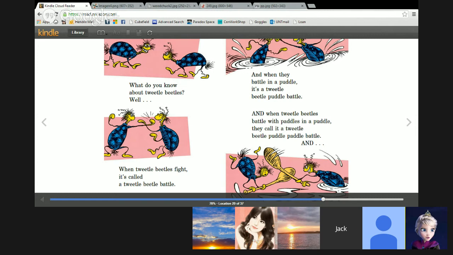That sounded very good. So try saying the poem one more time, and just like with Shadow, every time you hit one of those P's, really puff it out, even if you have to say the poem a little slower. Okay. Which one, teacher? Which paragraph? And when they battle in a puddle, and all the way down. Okay. And when they battle and a paddle, it is a tweedle beetle battle. And when tweedle beetles battle with paddles and a paddle, they call it tweedle beetle battle.